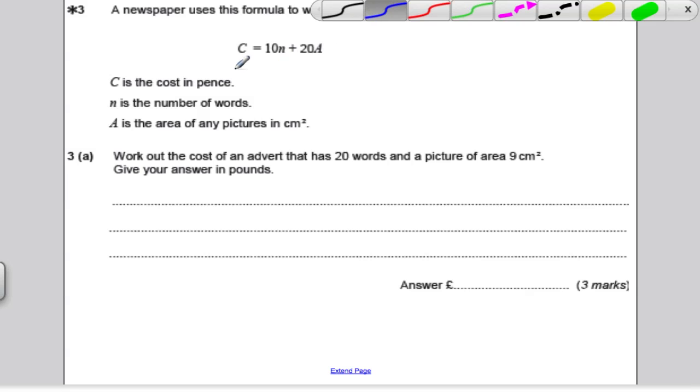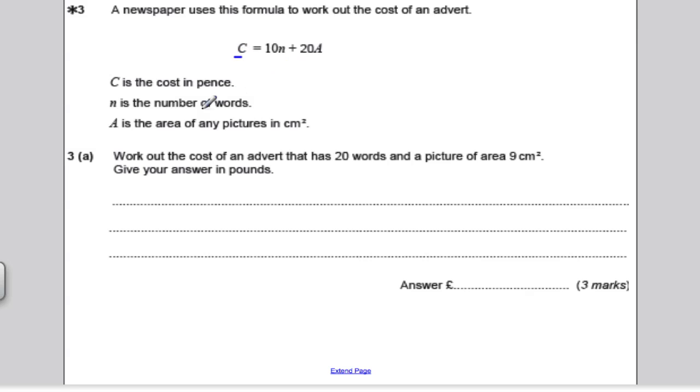Okay, it's a substitution question. It tells you the cost in pence for an advert is 10 times the number of words plus 20 times the area of pictures. It says work out the cost of an advert that has 20 words and an area of 9 centimeters squared. So the cost, and it says give it in pounds. Okay, so that's a key point.